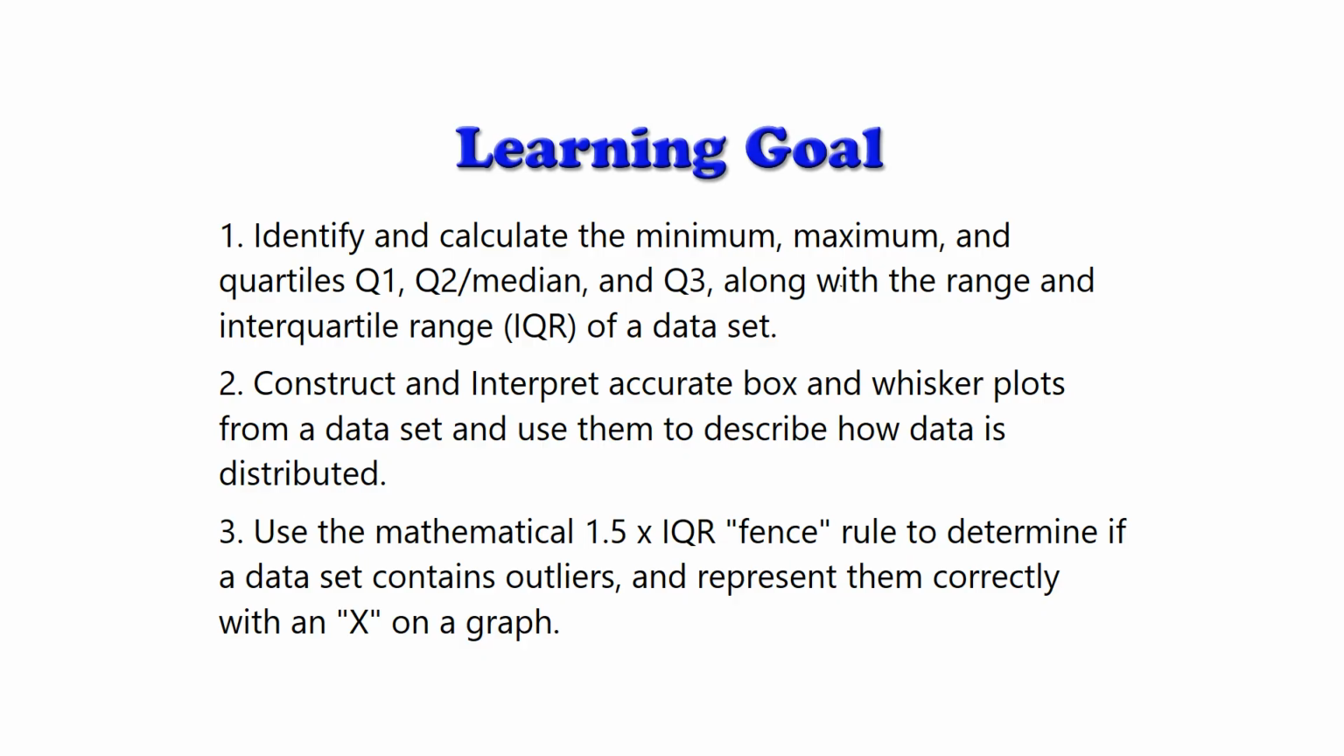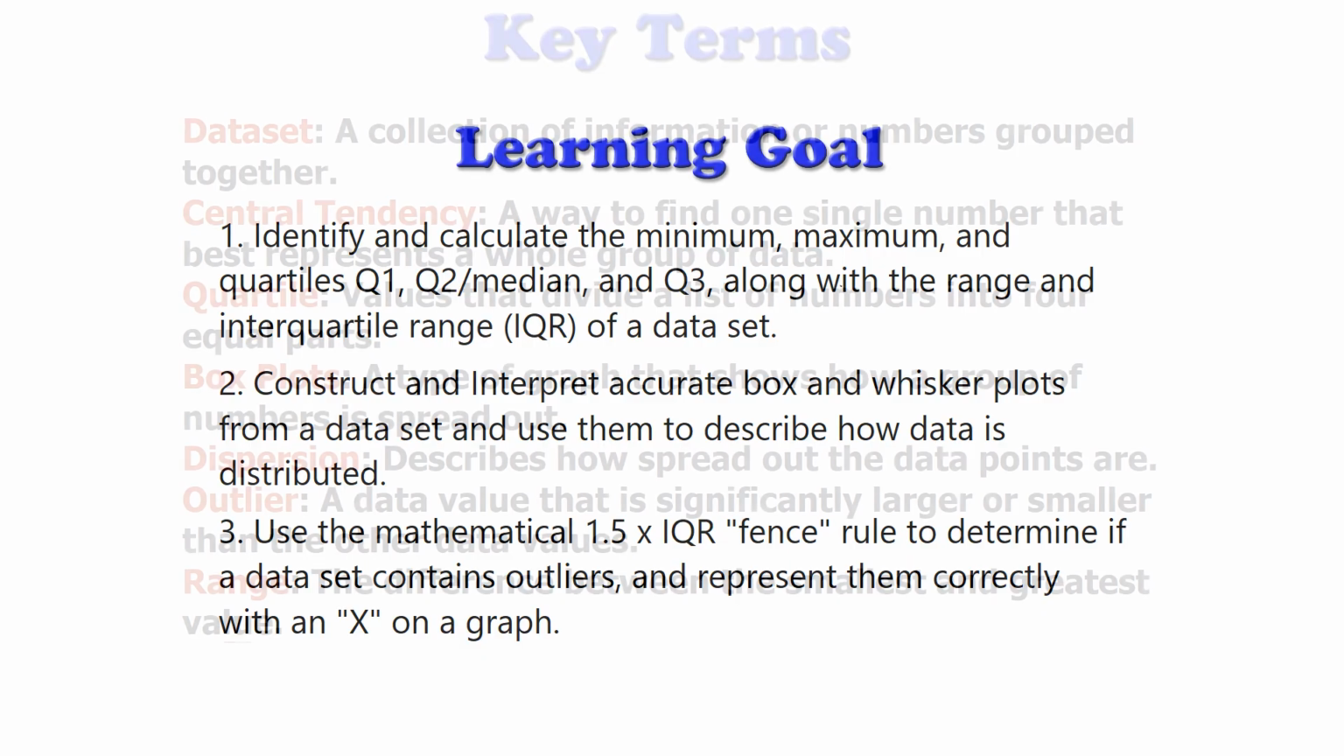The second learning goal is to construct and interpret accurate box and whisker plots from a data set and use them to describe how data is distributed. And third, to use the mathematical 1.5 times the IQR fence rule to determine if a data set contains outliers and represent them correctly with an X on a graph.